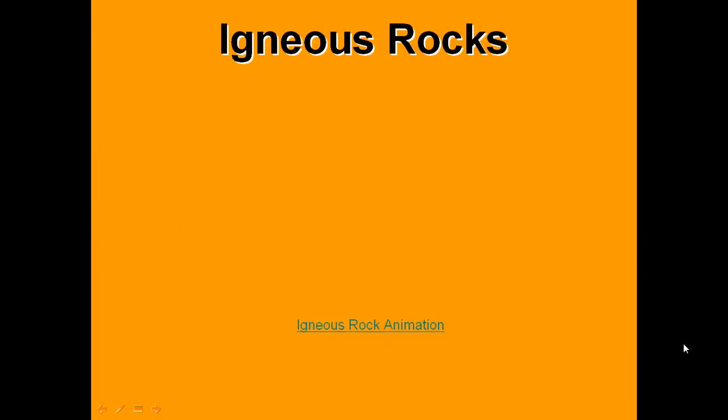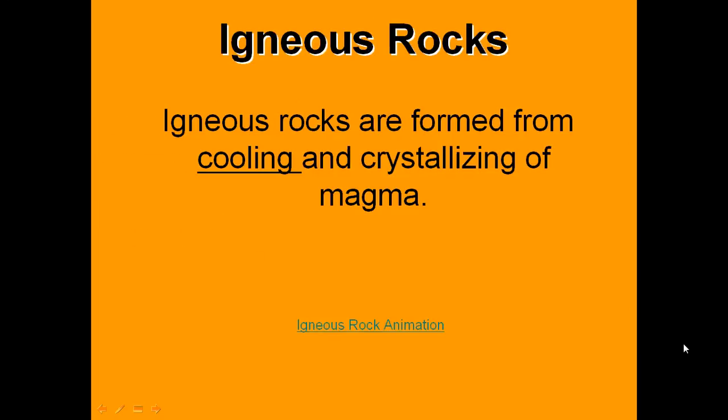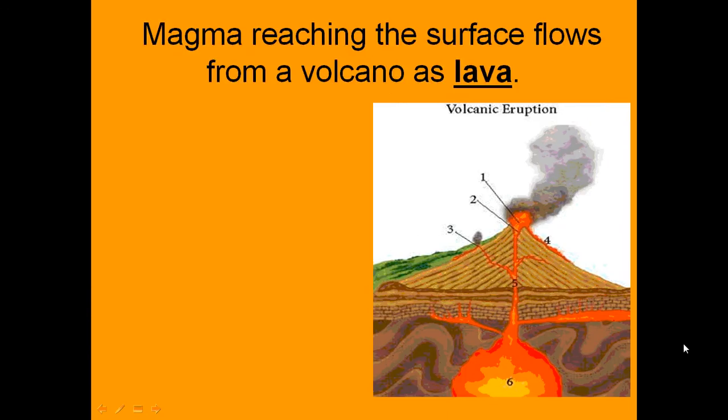Igneous rock is the first rock type we're going to learn about. Igneous rocks are formed from cooling and crystallizing of magma or lava. So it's either magma underneath the surface of Earth, lava on the surface of Earth. So cooling and crystallizing of magma. When magma reaches the surface, it flows from the volcano as lava.